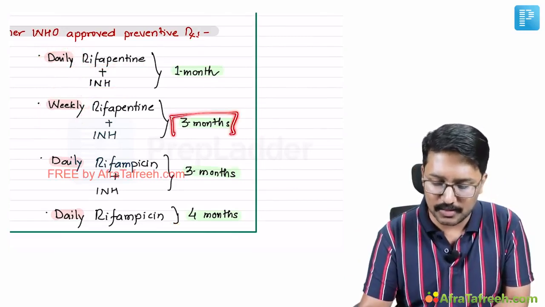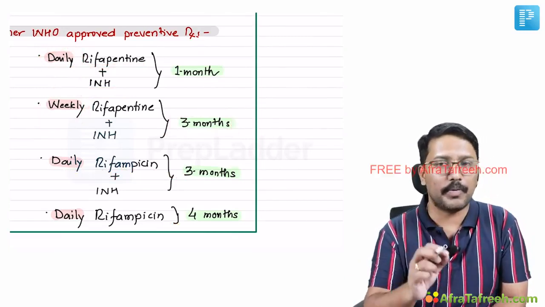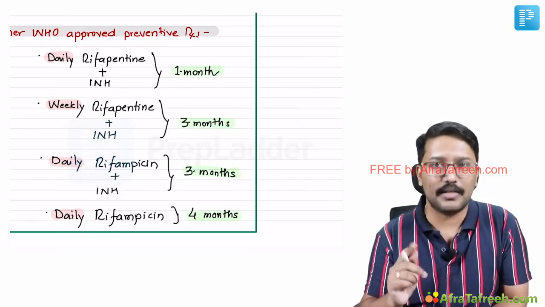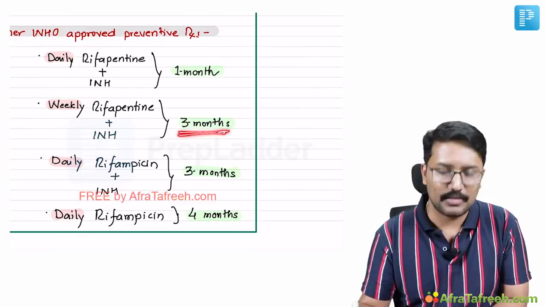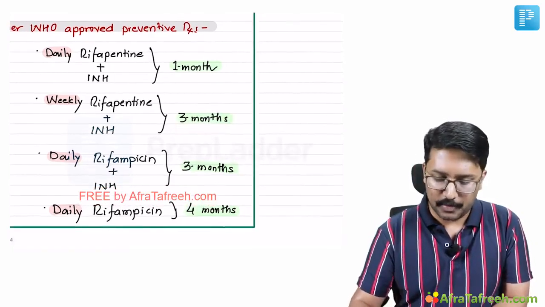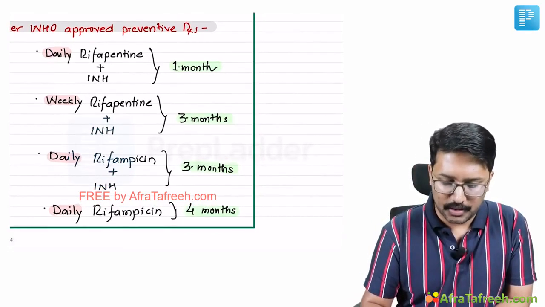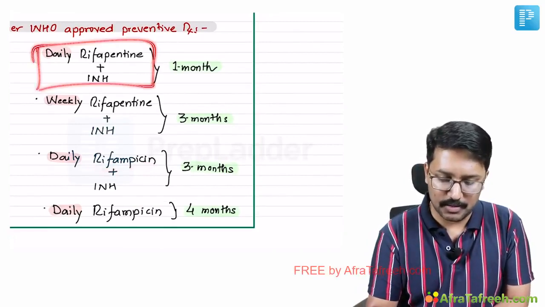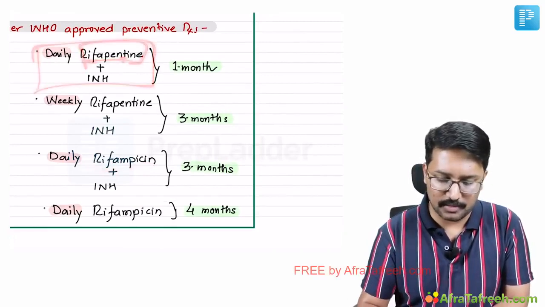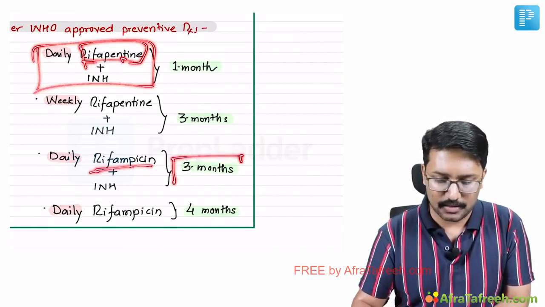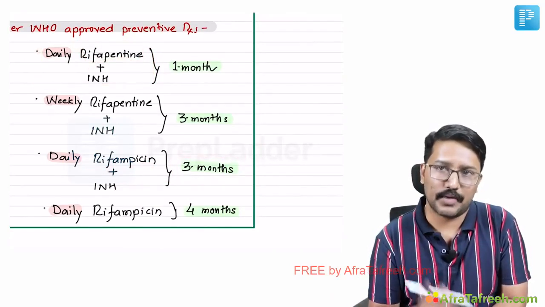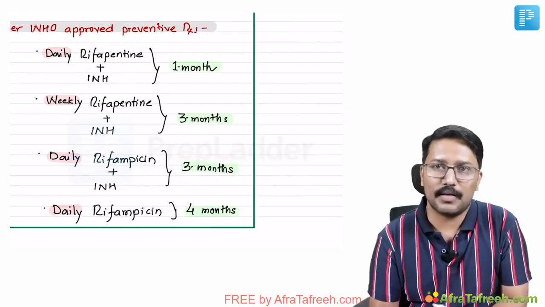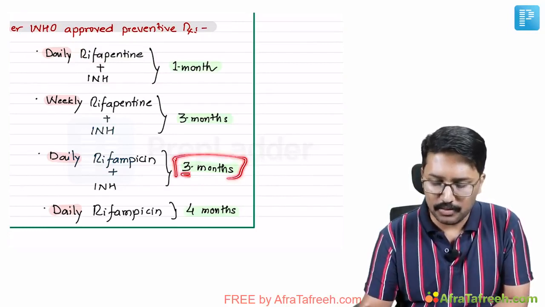In that case, the regimen gets extended to 3 months. Rifampicin plus INH daily, 1 month. Rifampicin plus INH weekly, regimen duration is 3 months, right? Okay. Apart from that, instead of rifampicin, you can use rifapentine. So when you are using a daily regimen with rifampicin being substituted, the duration of the regimen becomes 3 months. We are giving it daily, but rifampicin is being replaced with a relatively less effective drug. So we are talking about 3 months.